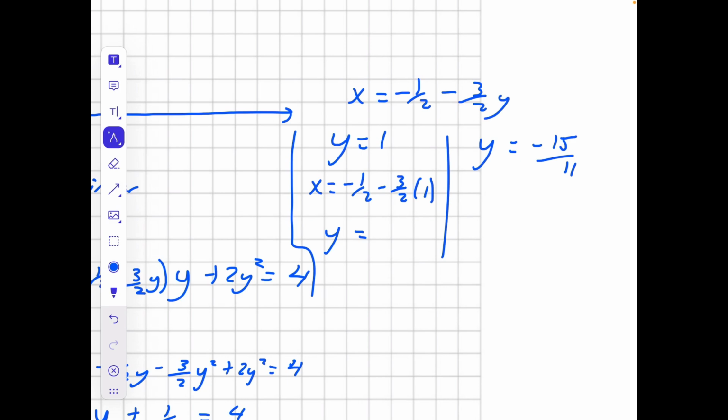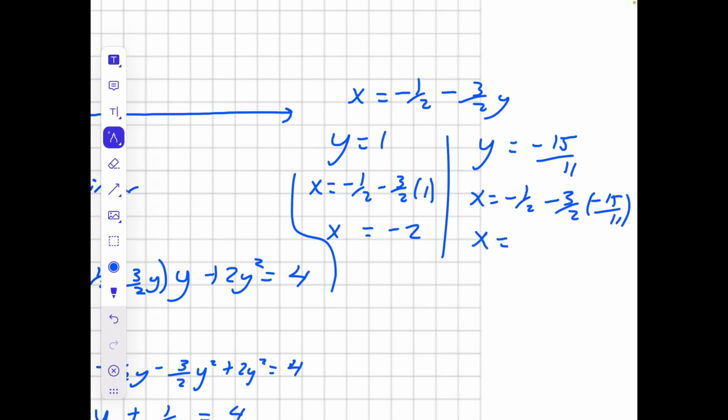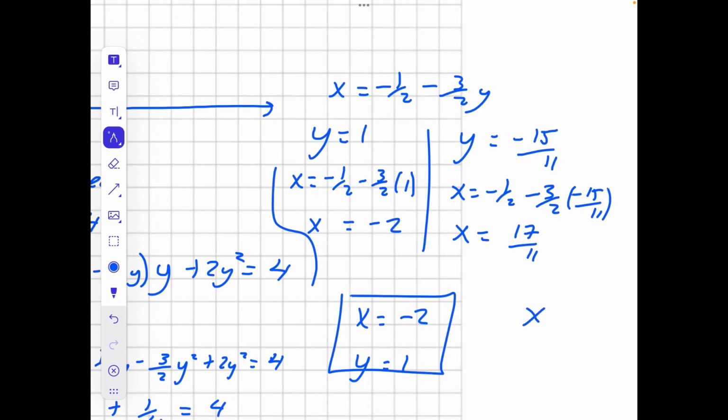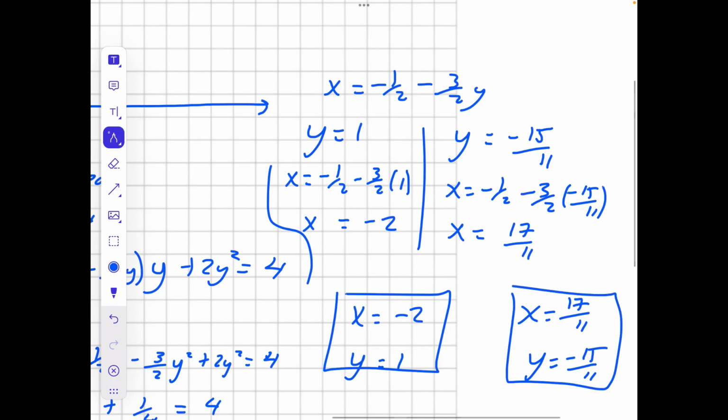Okay, so I get out one answer there. When I sub that in, I get out x is equal, sorry, what did I write down? That should be x is equal to minus 2. And when I sub in my minus 15 over 11, I get out that x is equal to 17 over 11. Okay, so my 2 sets of answers then, x is equal to minus 2 and y is equal to 1, or x is equal to 17 over 11, y is equal to minus 15 over 11.